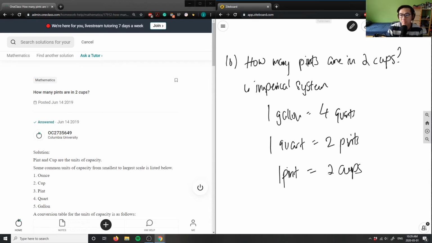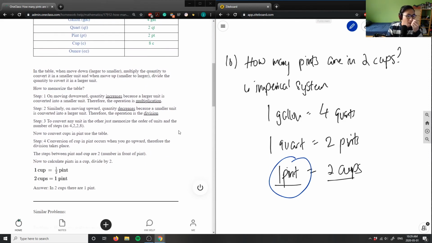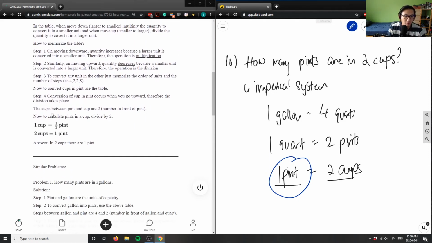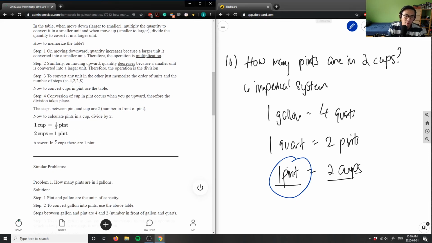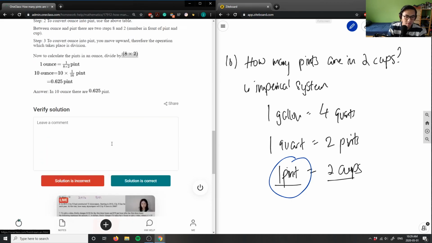So if it says how many pints are in 2 cups, as you can see, I have 2 cups here. It's going to equal 1 pint. So the solution here is simply just 1 pint would equal 2 cups here. So like so, it says 1 cup equals half a pint, so 2 cups equals 1 pint. Answer: in 2 cups there is 1 pint. So 1 pint here is the correct answer.